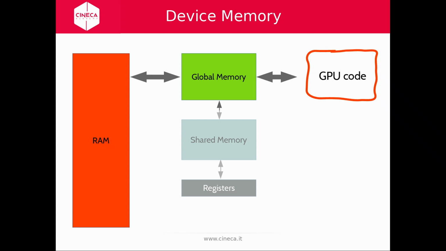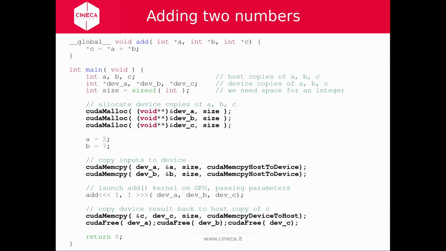Well, there is a portion of the memory of the GPU that can be accessed both from the host and from kernels on the GPU. This is the global memory, okay? We'll discuss this later. And how do we reach the global memory from the host? We have a set of instructions that are provided by CUDA. These instructions are cudaMalloc, cudaMemcpy, and cudaFree. Okay?